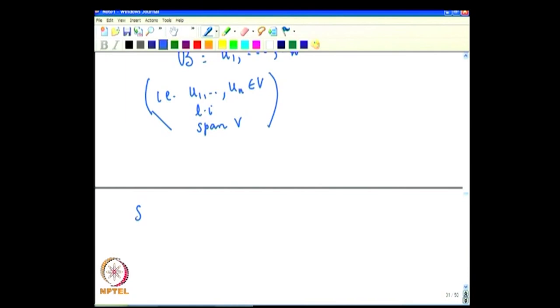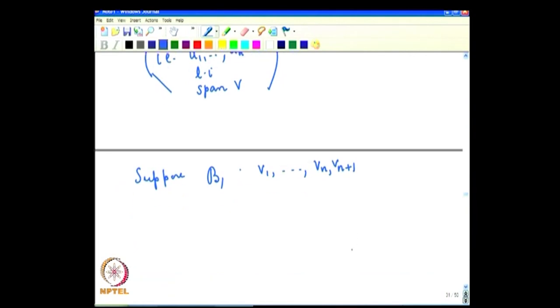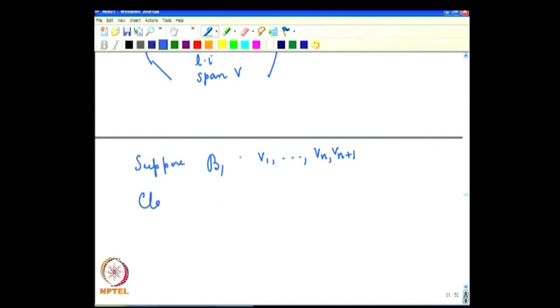Now, suppose I have another set which has n plus 1 vectors. So, I have a basis which consists of n vectors. Now, I am looking at any set which has n plus 1 vectors. Our claim is the following. We claim B1 must be linearly dependent.